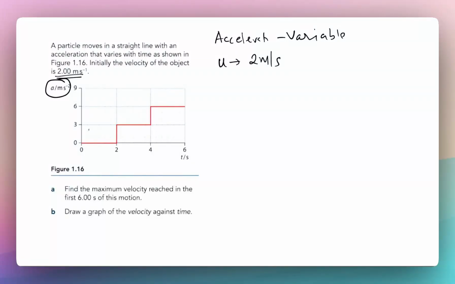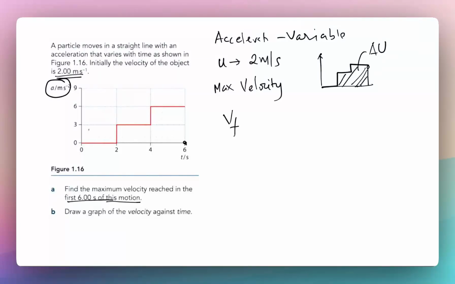So now we look at the question. Find the maximum velocity reached in the first 6 seconds of the motion. So all the way up to here, what is the maximum velocity achieved? Now, initially the problem looks very tough, but if you know that in an acceleration time graph the area under the curve is going to give us the change in velocity, we can simply calculate this area, and that is going to be the change in velocity, right? So my final velocity is going to be initial velocity plus this change.